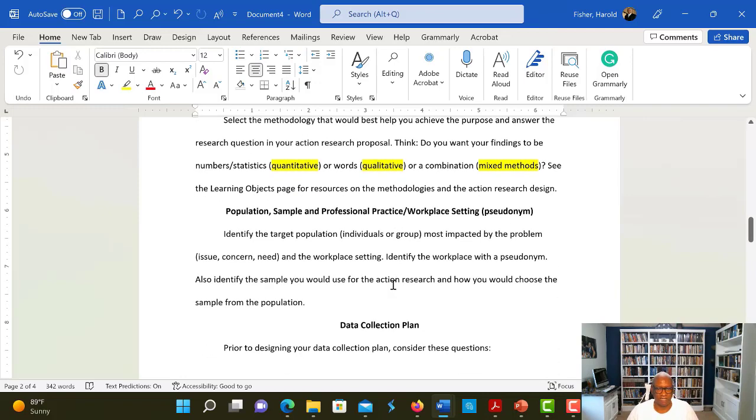And then the population, sample, and professional practice workplace setting. Identify the target population, individuals or the group most impacted by the problem. So you need to give me some details about them. Don't just say, okay, I'm talking about third graders.